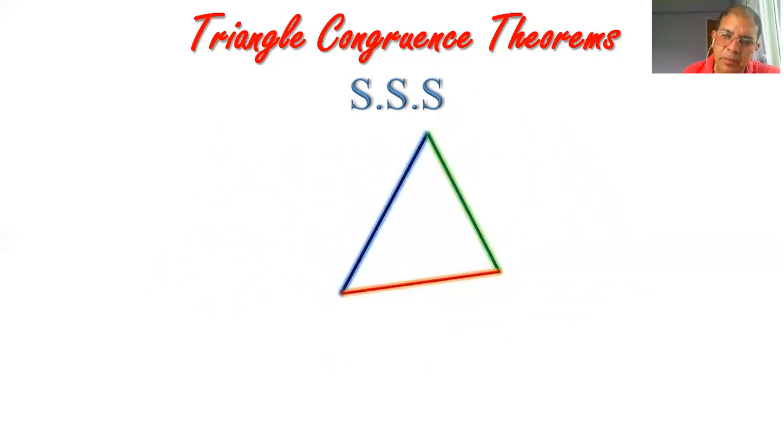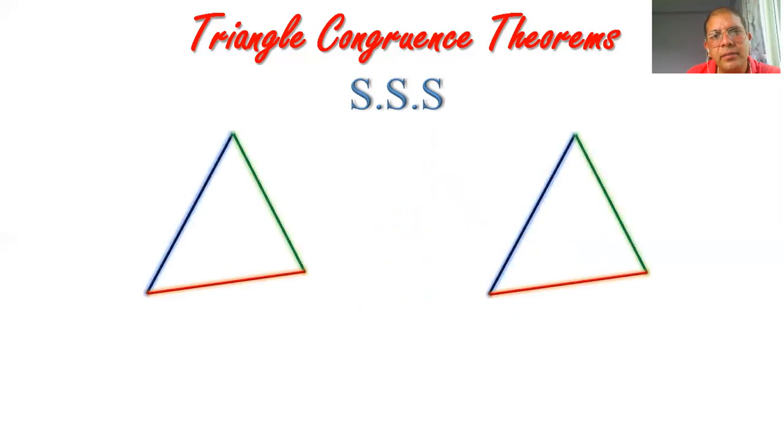Now if you combine these, you will get the same figure. Then you have these two triangles. Yes, the first side is equal to this one, the second also equal, the third is also equal. Then these two triangles are congruent.